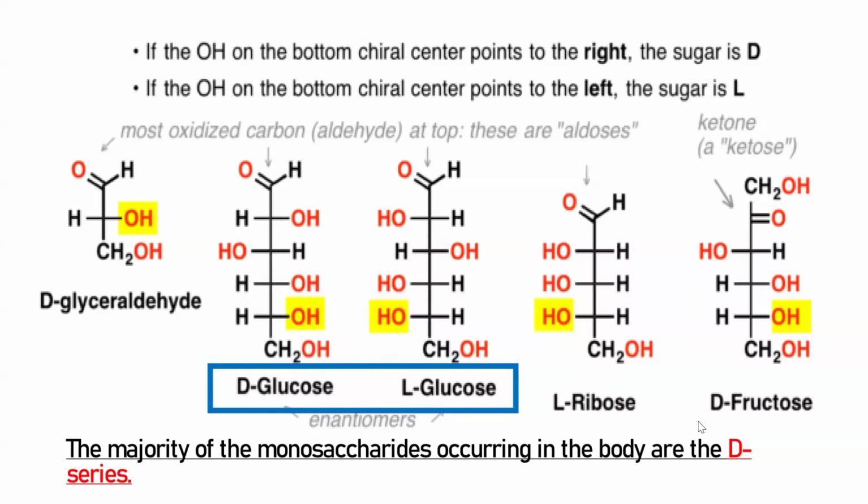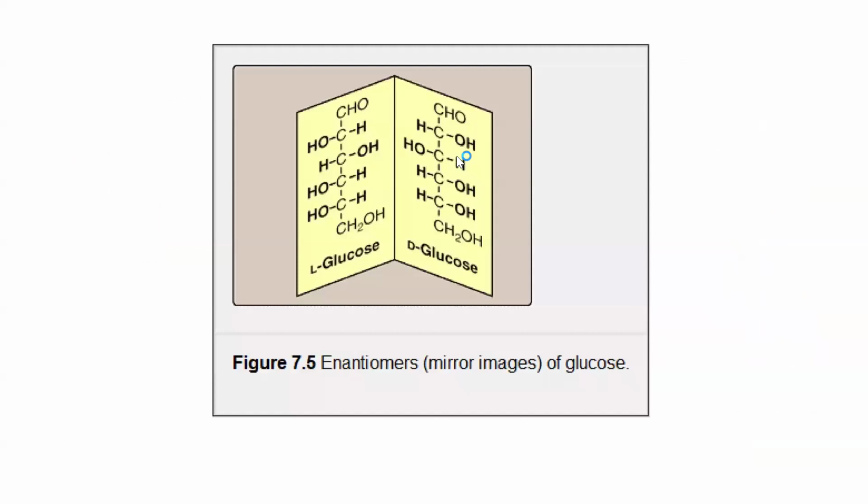So the majority of monosaccharides occurring in the body are the D series. Remember, I said this: most of the sugars that are found in the human body are in the form of the D series. Okay? So this is how they look.